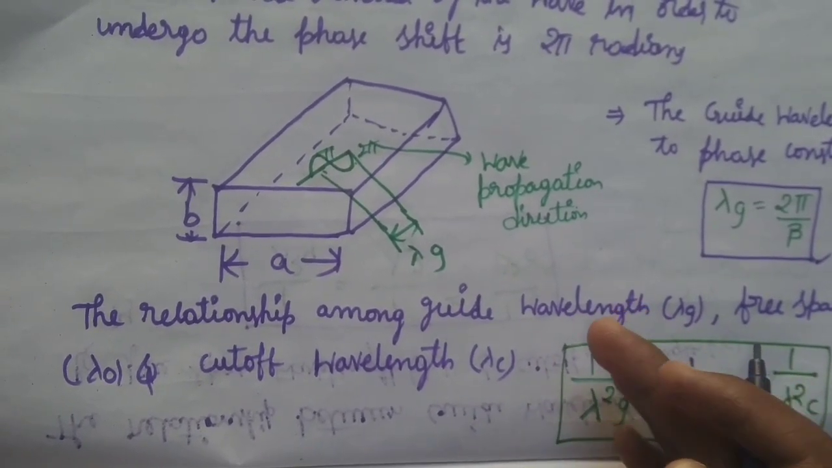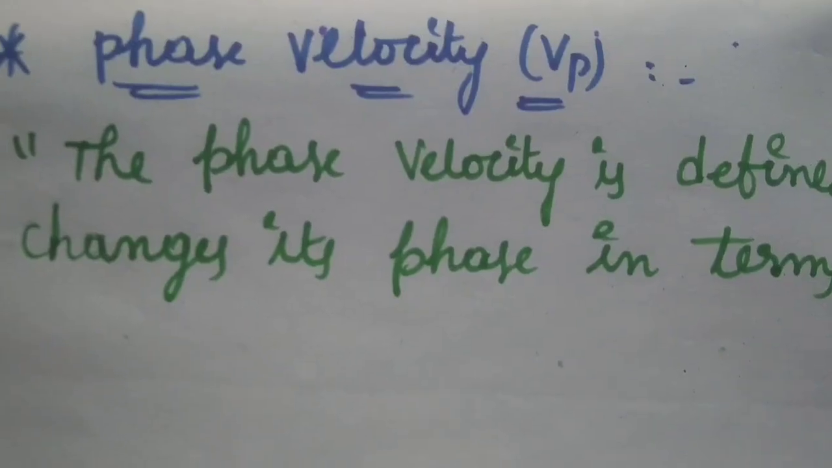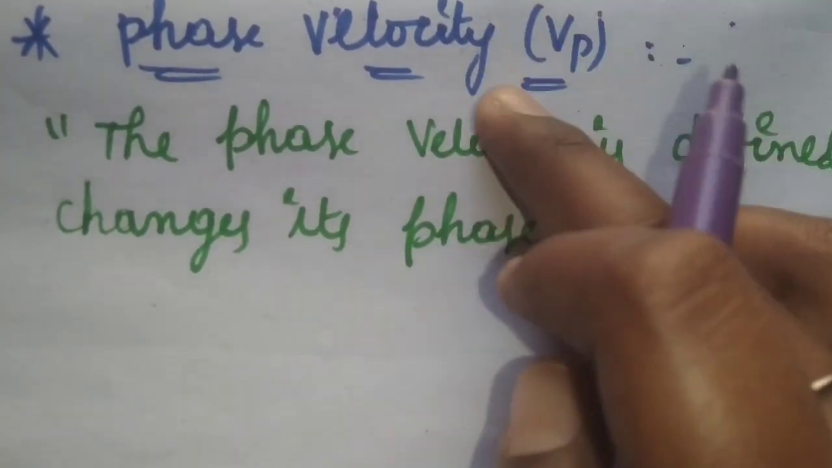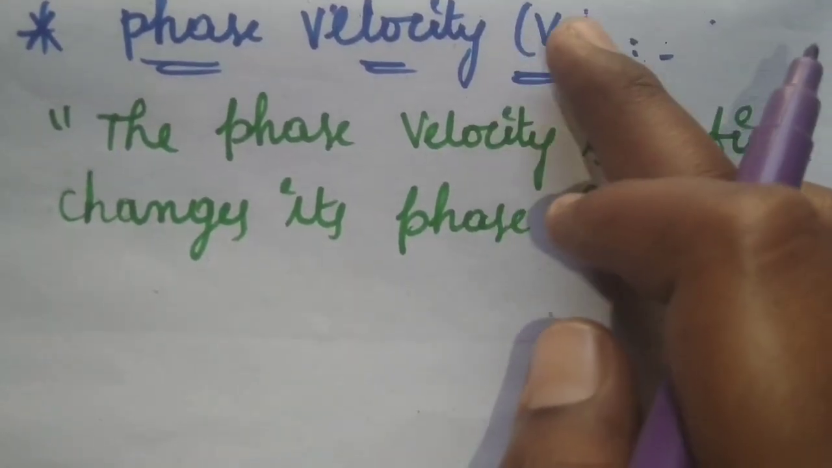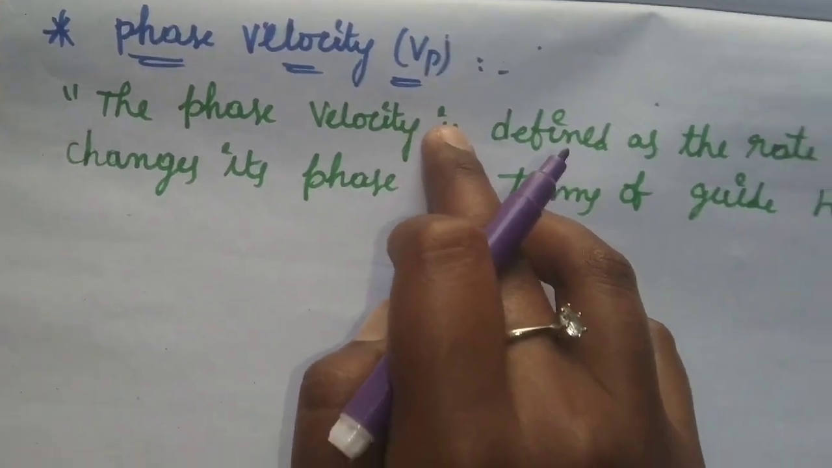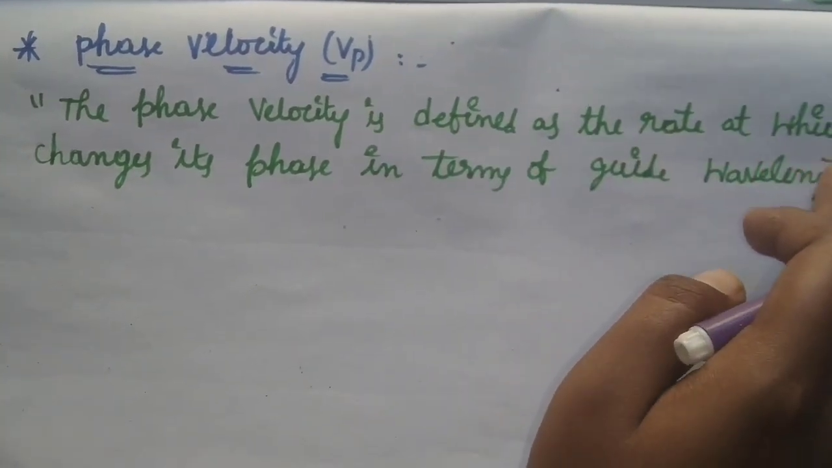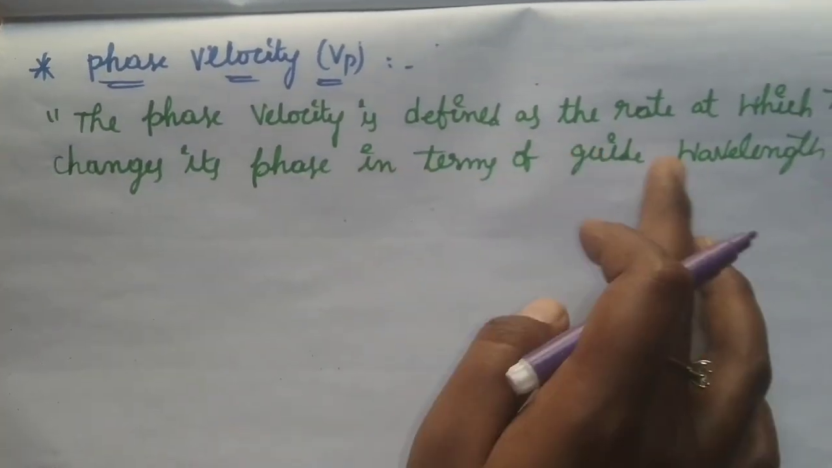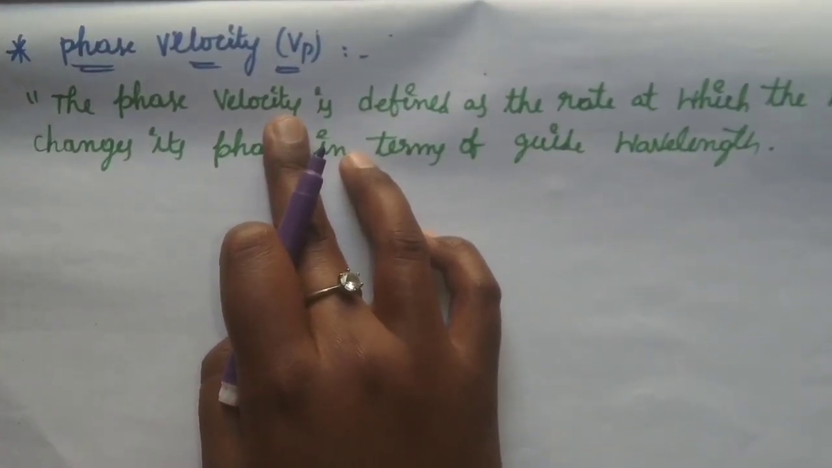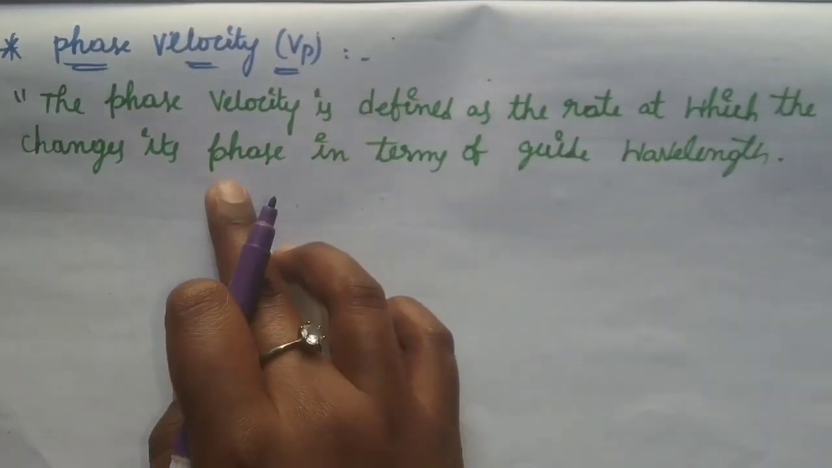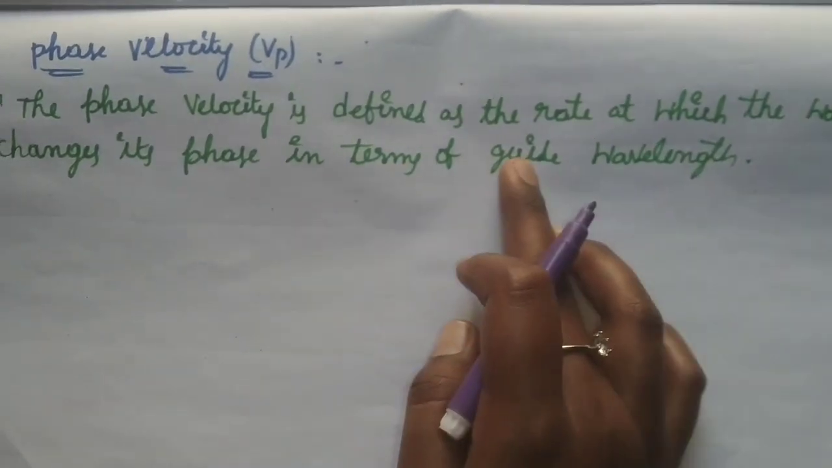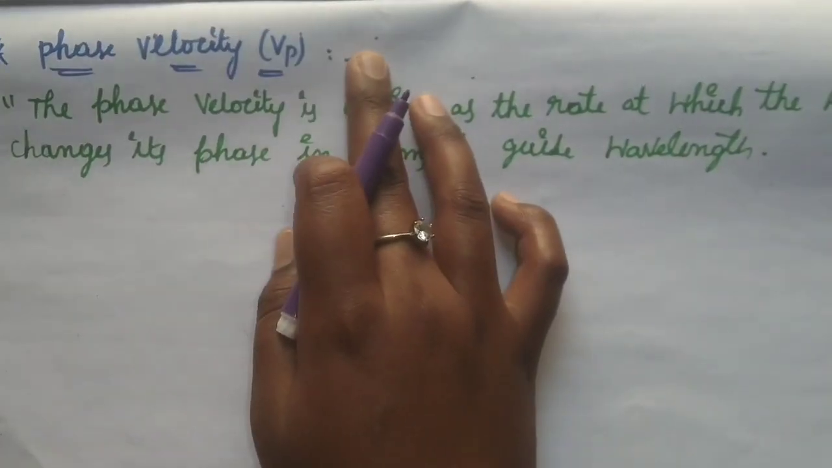Now we will see phase velocity. Phase velocity is represented with the letter Vp. The definition of phase velocity is the rate at which the wave changes its phase in terms of guide wavelength. So this is called phase velocity.